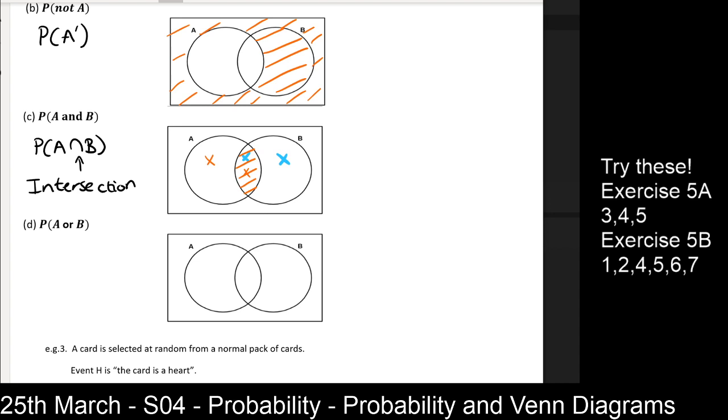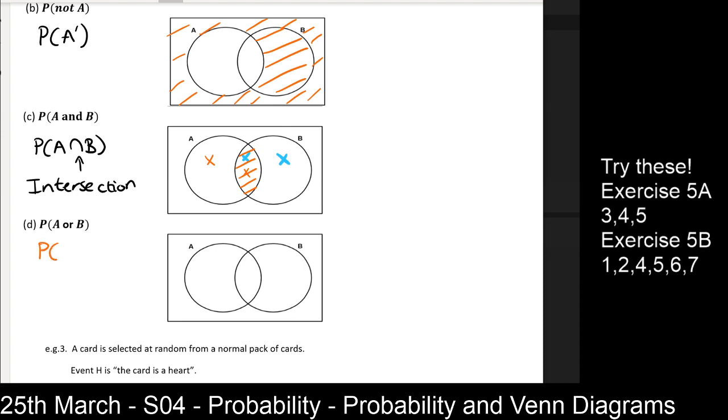So it's only these bits in the middle, where the circles are overlapping, where I have the probability of A and B happening. What this means is both events must be happening. For example, where I've got the red cross that's not in the shaded bit, A is happening but B's not, so it doesn't meet the condition that both have to be happening.